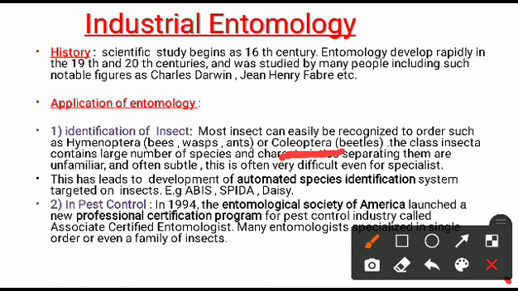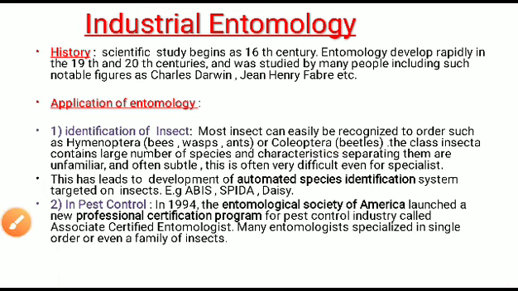The class Insecta contains a large number of species and characteristics, and that's why separating them is unfamiliar and very difficult even for specialists. This has led to the development of automated species identification systems targeted at insects. The examples are ABIS, SPIDA and DAISY.